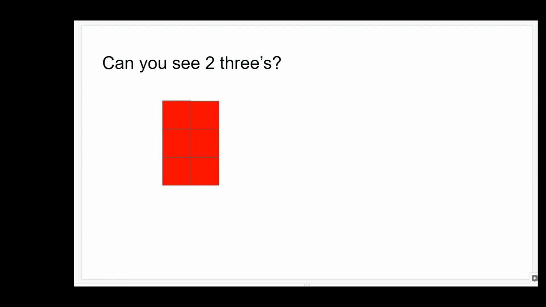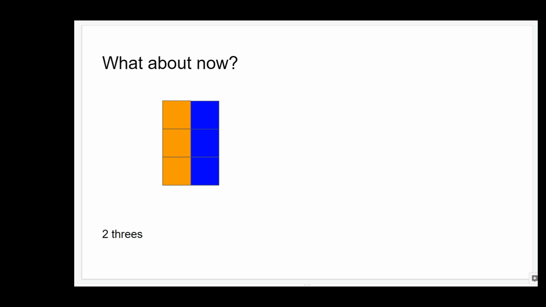Now looking at that same rectangle, can I see 2 3s in it? Pause the video and see if you can find the 2 3s that are also rectangles inside of the rectangle. Let's take a look if you found them. Do you see the 1 3? Yeah, it's that orange rectangle made up of 3 tiles. And do you see a second 3? Yeah, it's that blue rectangle made up of 3 tiles. So I can see 1 3, 2 3. So this rectangle is actually made up of 2 3s, 2 sets of 3.